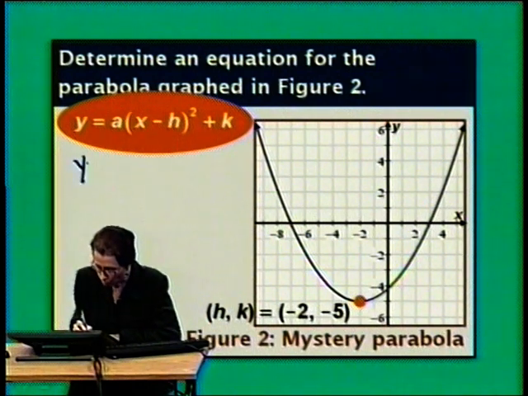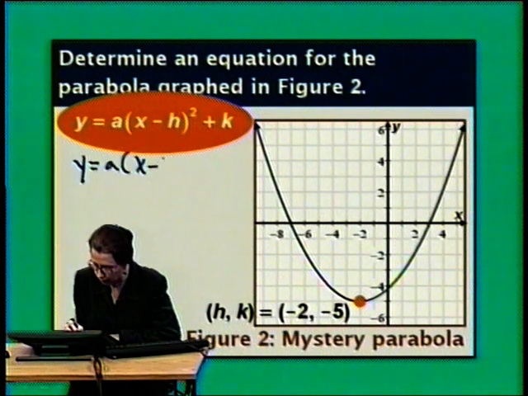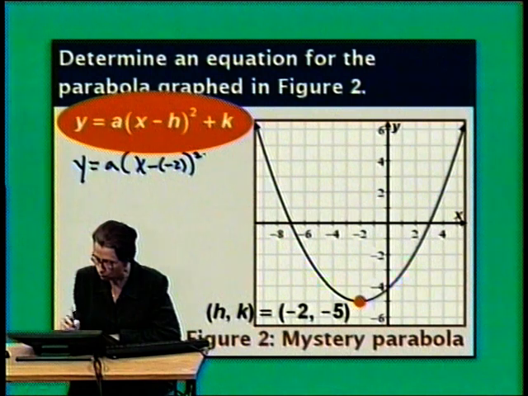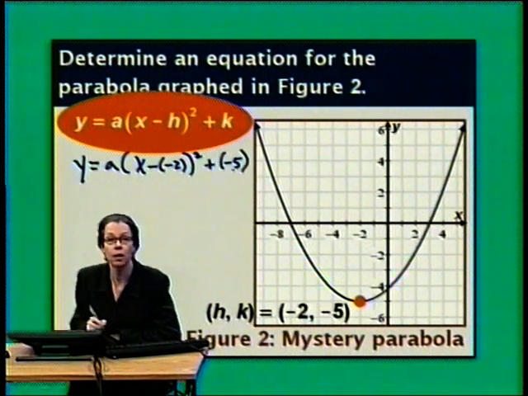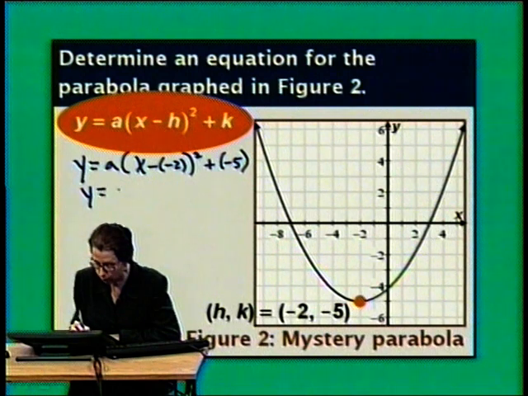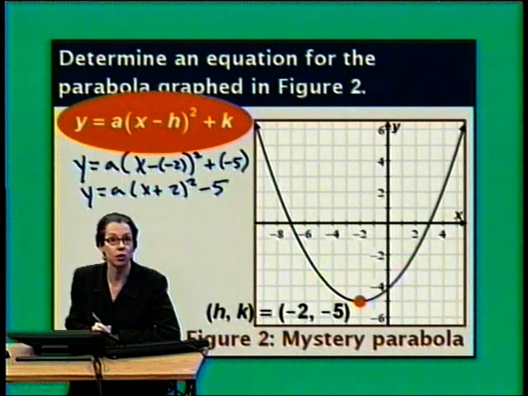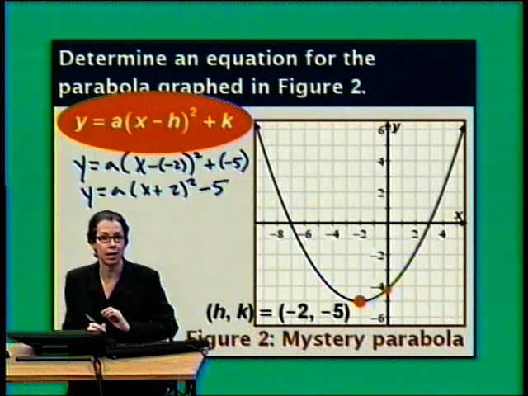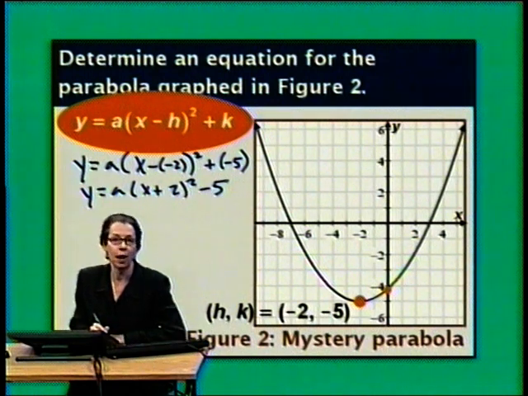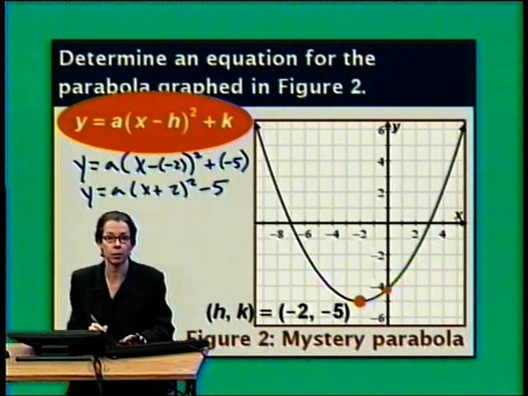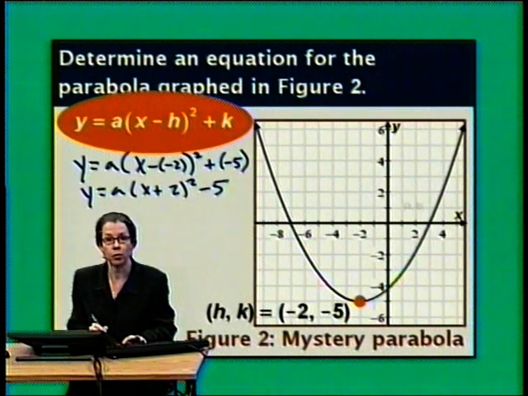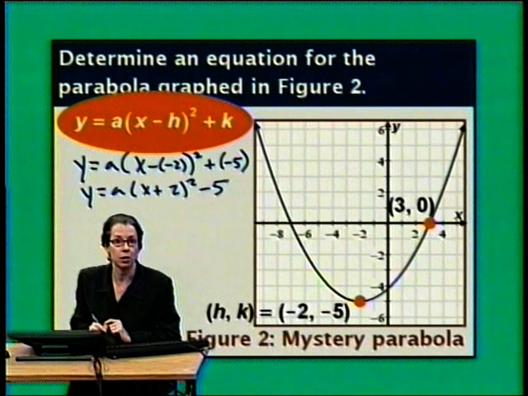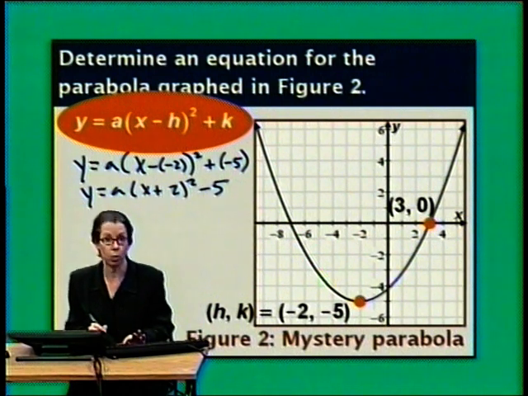So I know that y equals a times x minus negative 2, square that all, plus negative 5. Cleaning things up a little bit, I have y equals a times x plus 2 squared minus 5. Now I need to determine the value of a. All I know is that a is positive. So now, trying to find another point on the graph to use, I see I can't use the vertical intercept because I cannot read the second coordinate of that point off the graph. Well, let's look for some other points. I notice that one of the horizontal intercepts is 3, 0, so I'm going to use that point to determine a.